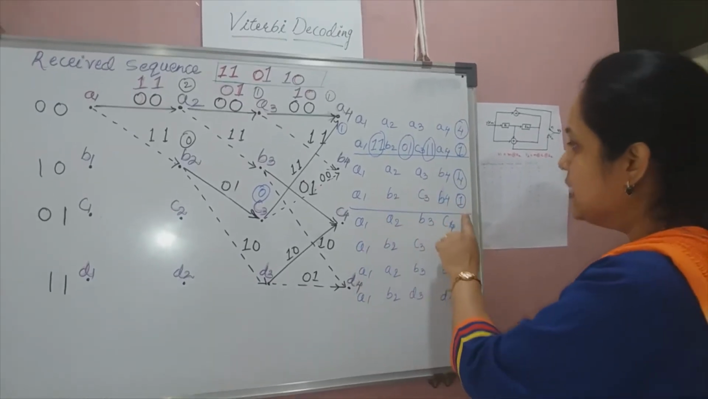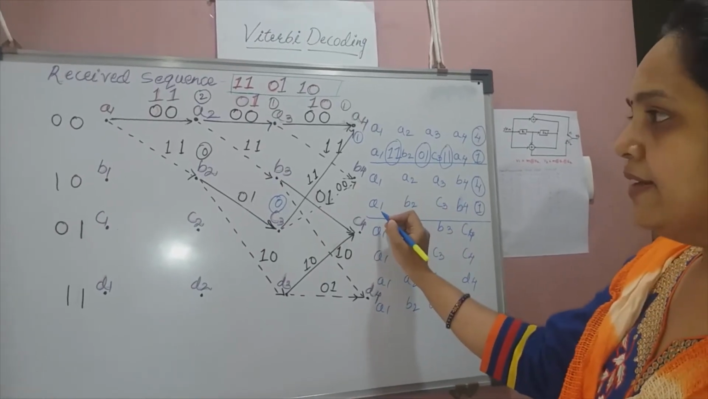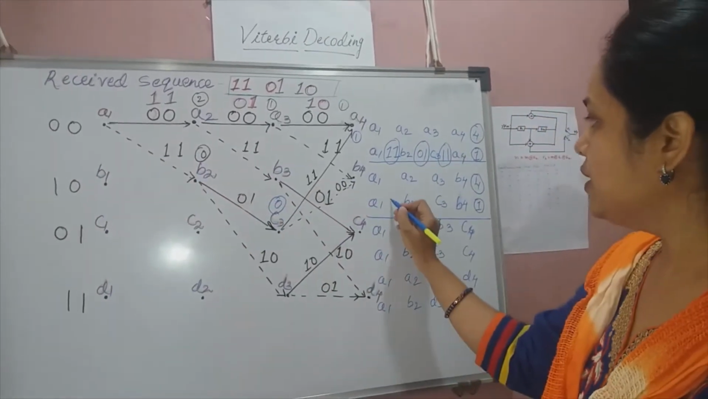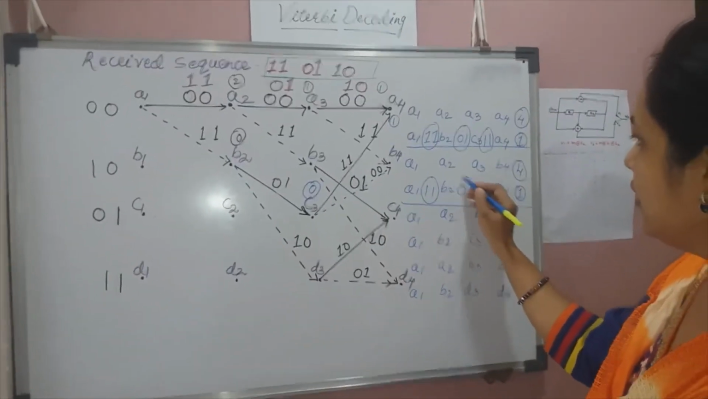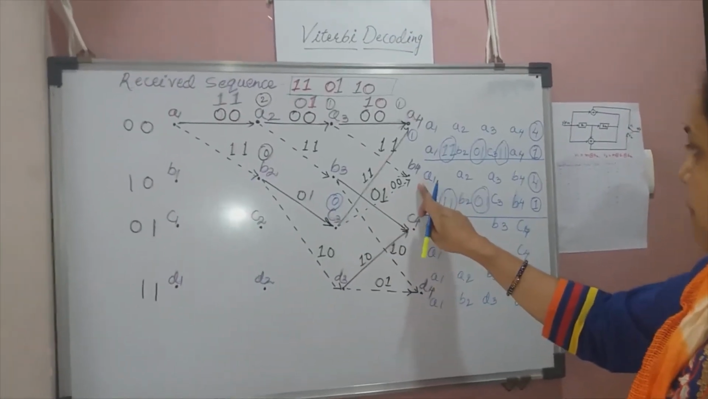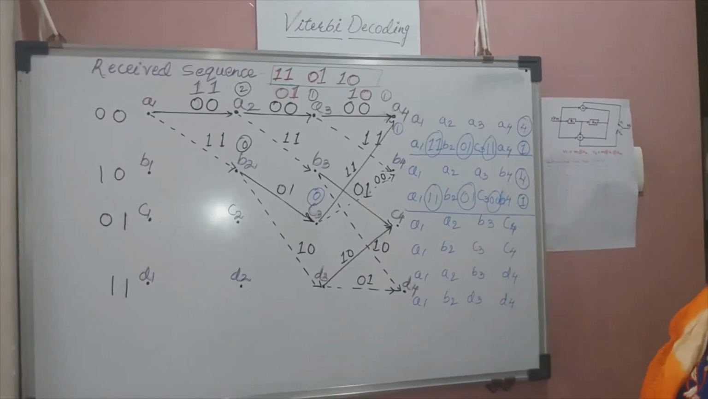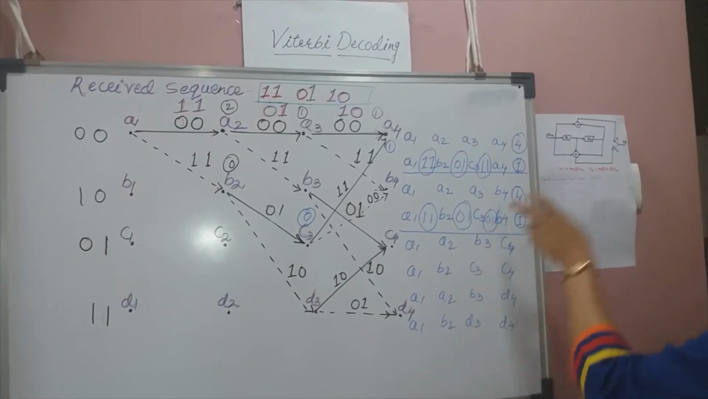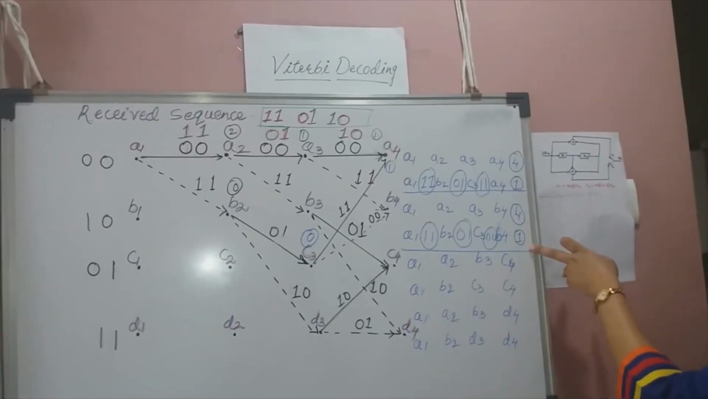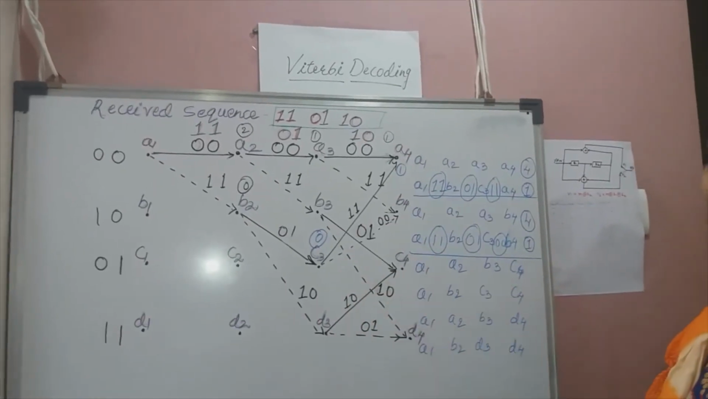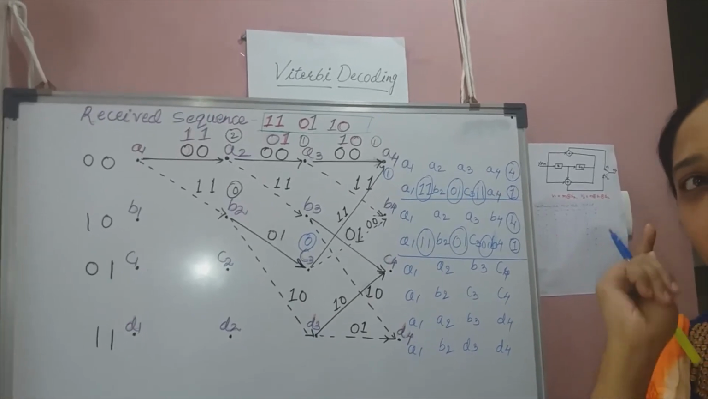If we look at this path A1, B2, C3, B4, the standard output between A1 and B2 is 1 1, B2 and C3 is 0 1, and C3 and B4 is 0 0. Again, there is a difference of only one bit in the last group. So we can select any one of these two as the maximum likelihood output for the received sequence, because there is a difference of only one bit.